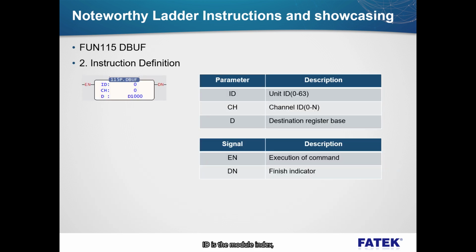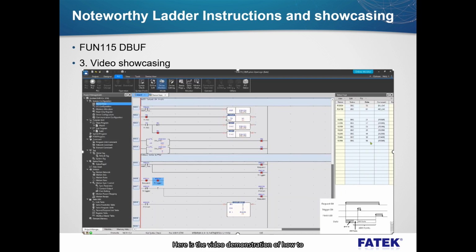ID is the module index. CH specifies the channel index. D is the base register of collected and retrieved buffer data. Here is the video demonstration of how to use function 115 dbuf.